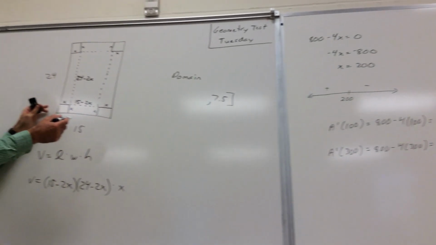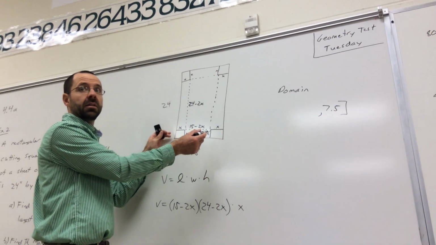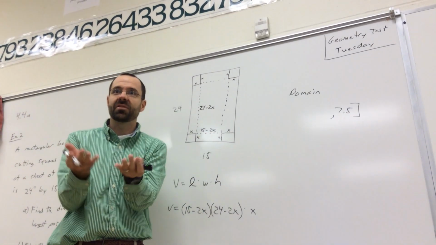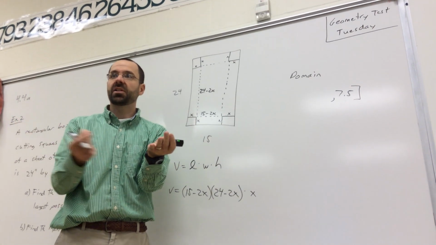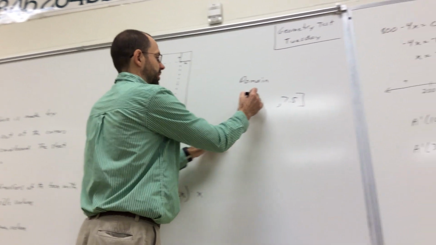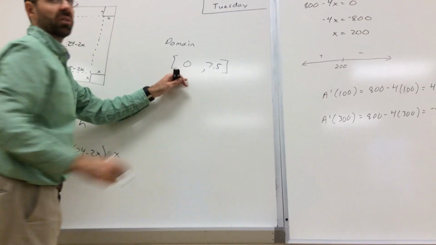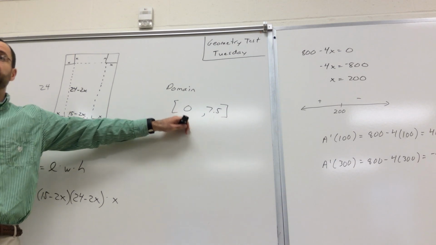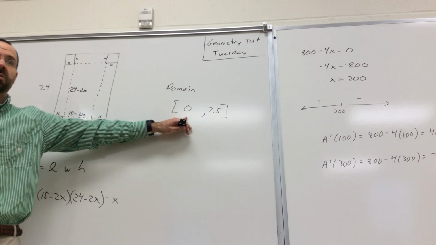Okay, and then the smallest x could possibly be a 0. I mean, again, then I would have a weird box. I would have a flat sheet of cardboard. If I didn't cut anything out, I wouldn't have anything to fold up. But I couldn't cut out anything smaller than that. Okay, so here's my domain, 0 to 7.5.